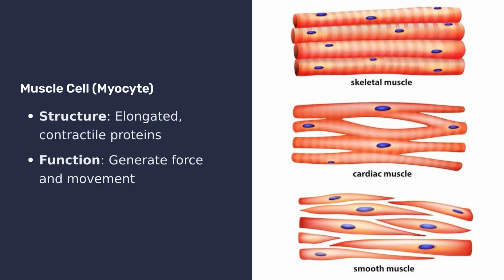Next, we have muscle cells, or myocytes. These cells are elongated and packed with specialized contractile proteins, actin and myosin. These proteins are arranged in a way that allows the cell to shorten or contract. Their primary function is to generate force and movement, whether it's the beating of your heart, the movement of your limbs, or the peristalsis in your digestive tract.